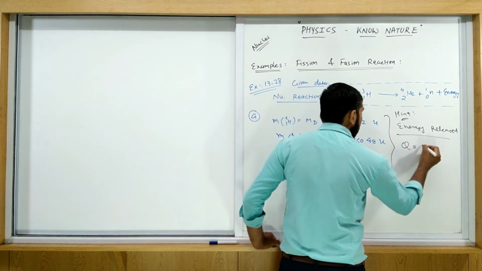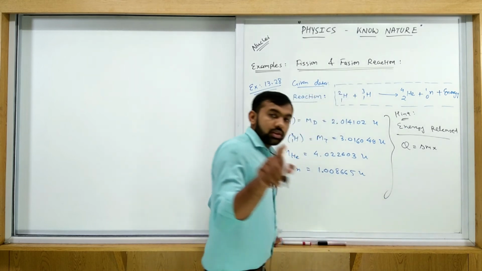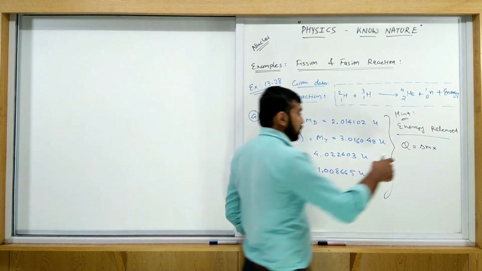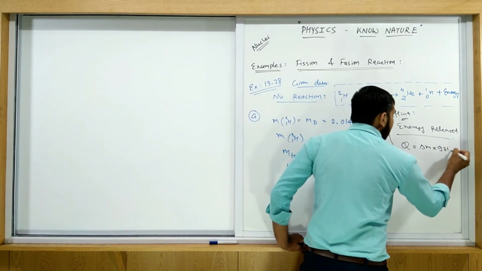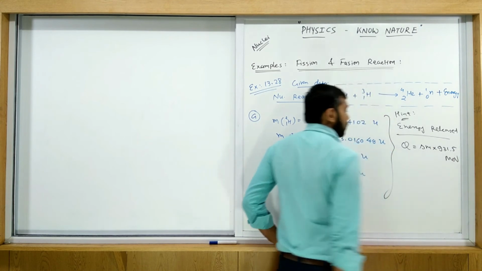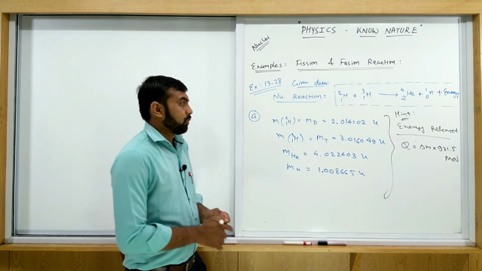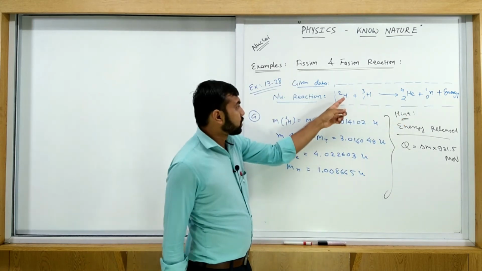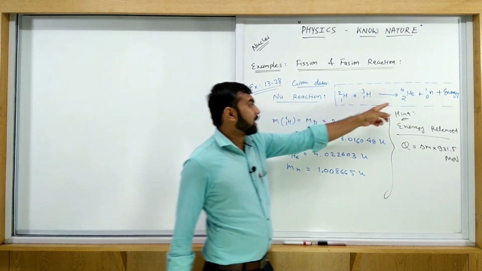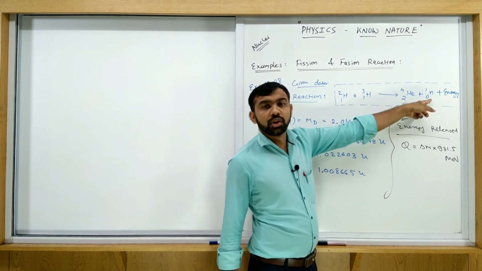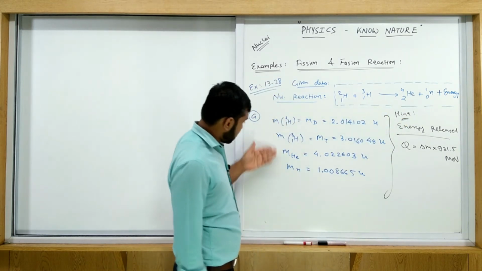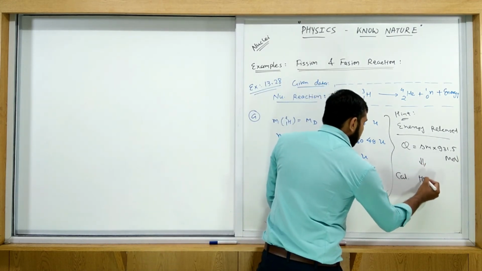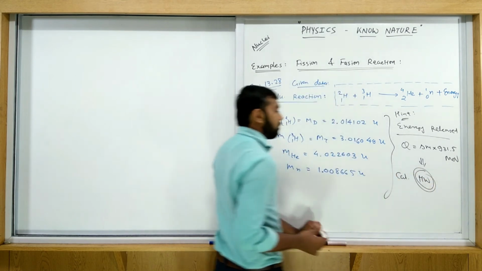Q is equal to delta M, and you just read the statement. You want the energy in terms of MeV. So delta M into 931.5 MeV. What is delta M? Left hand side total mass minus right hand side total mass, meaning mass of deuterium plus mass of tritium minus mass of helium minus mass of neutron. All those data are given to us. The remaining calculation is homework. Try to solve this example by yourself.